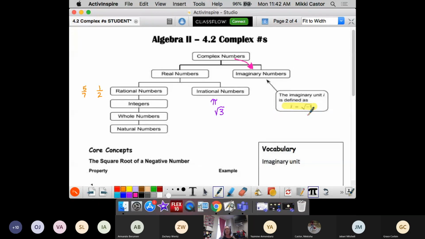So anytime you end up with a -1 under the square root, we're going to change it into an i in order to be able to finish simplifying down the square root, which is kind of what we worked on last class, the simplifying square root stuff. We worked on that last time, and so now we're going to extend that just one more step.